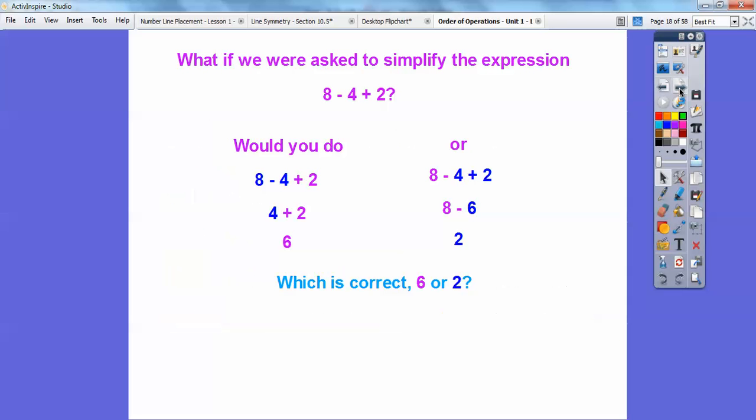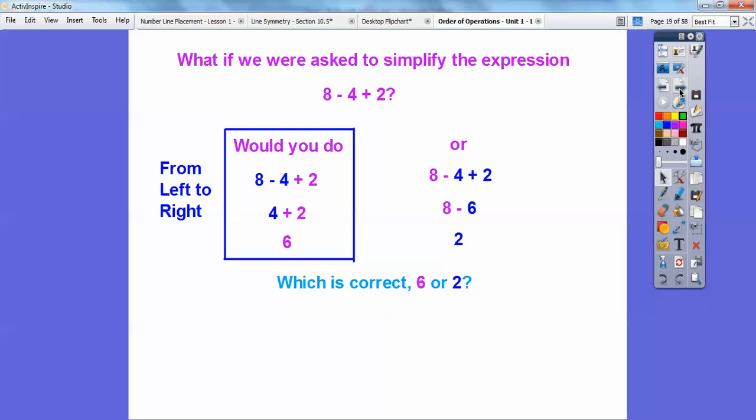So let's go back to this problem right here. So what are we going to do first? I'm going to read it from left to right. I do the 8 minus 4 first. I got to read it from left to right. 8 minus 4 is 4. 4 plus 2 is 6. So as long as you go from left to right, that should get you your correct answer. Notice there were no parentheses, there were no exponents, there was no multiplication or division. There was only addition and subtraction, so I just read it from left to right on that.